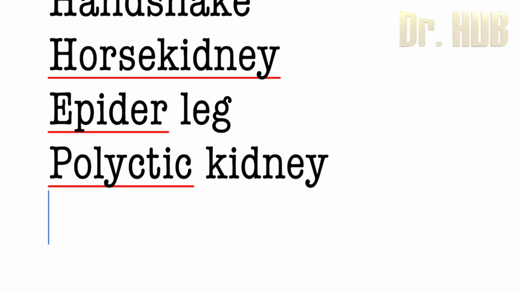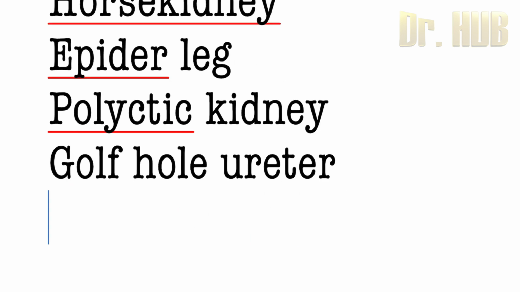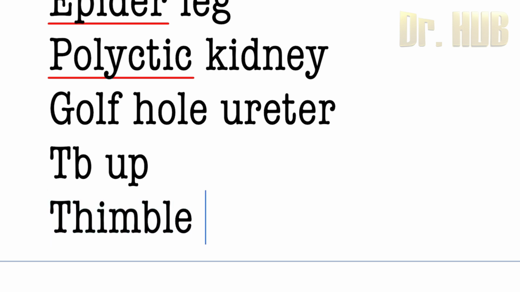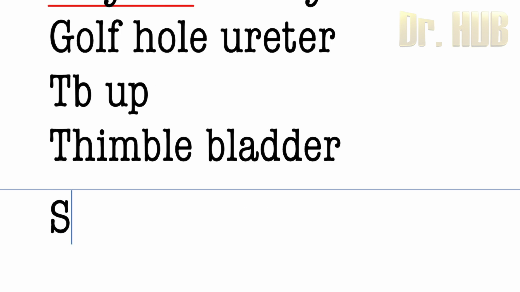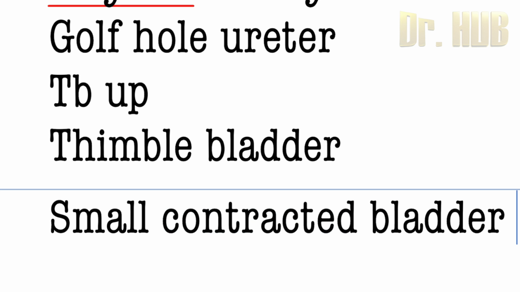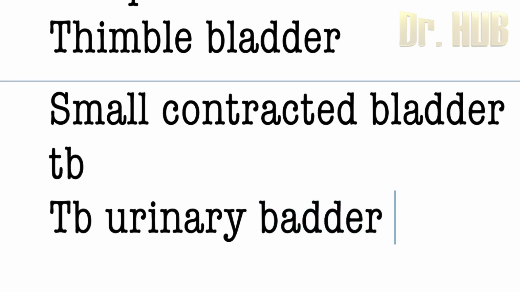Then comes the golf hole ureter. The golf hole ureter is seen in case of TB of the urinary bladder. Next, moving on to the thimble bladder. The thimble bladder is nothing but a small contracted bladder, and it is seen in case of TB.